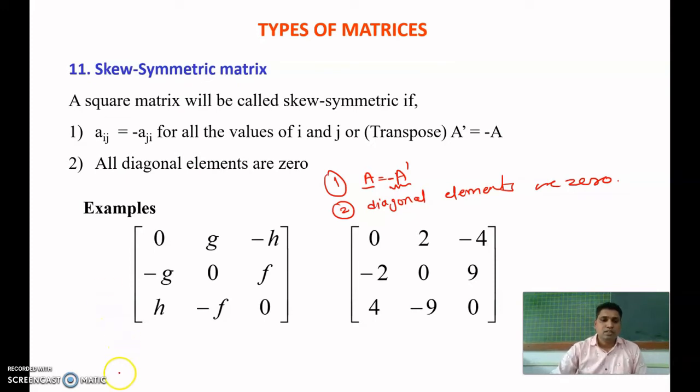You can see here, suppose this is my given matrix and I transpose the given matrix. I will find that the obtained matrix is the negative of the given matrix. So we will see here, this is a row, I write it down as a column.